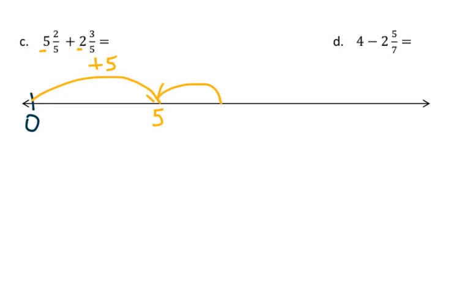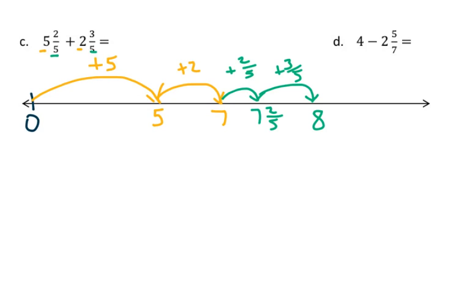And then I'm going to add the other whole number of 2. And if I'm at 5 in the number line and I'm adding 2, this puts me at 7, which is pretty simple. Now I'm going to look at the fractional parts of our addition problem. And if I'm at 7 and I add 2/5, then I'm at the mixed number 7 and 2/5. Adding the next part of 3/5, I know that that would be 7 and 5/5, or the whole number 8. So the answer to that problem, 5 and 2/5 plus 2 and 3/5, is the whole number 8.